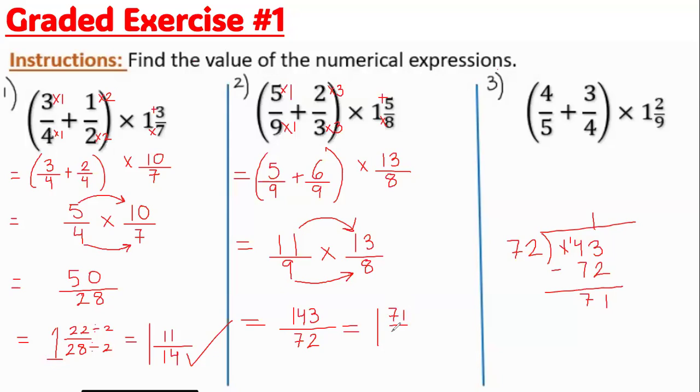Can we simplify this further? No, sir. No, we can't. 71 over 72. Okay. Last but not least, go ahead, Sashanik.